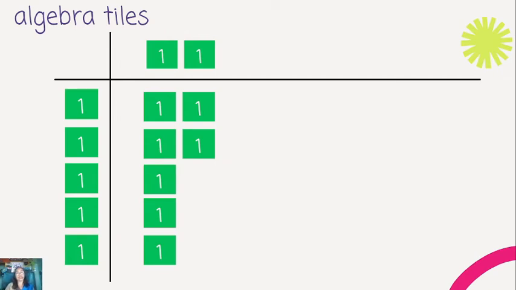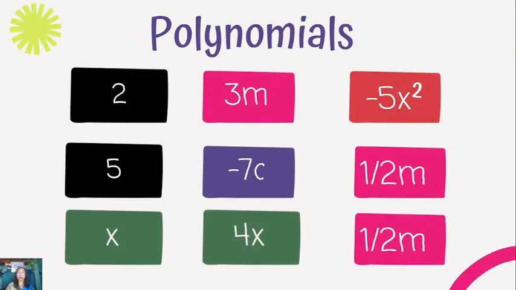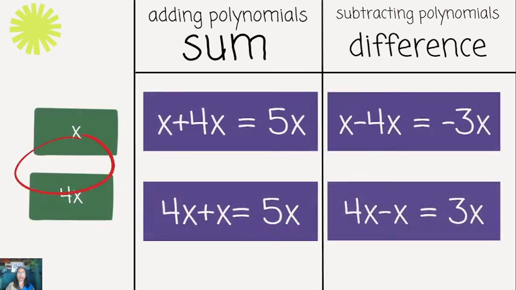So for algebra tiles, when you add, you just put all the squares together. Actually we have two colors when it comes to algebra tiles. One color is for positive, the other color is for negative. I hope you can see this as we go along, so I can show you how it is done. So addition. We have x and 4x. When you add, x plus 4x is 5x. 4x plus x is 5x at the same time.